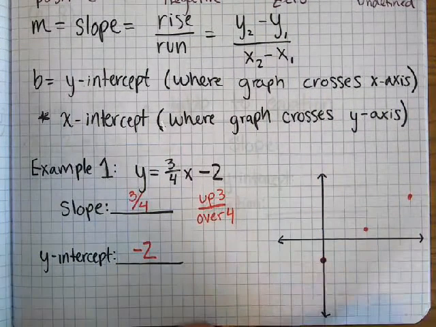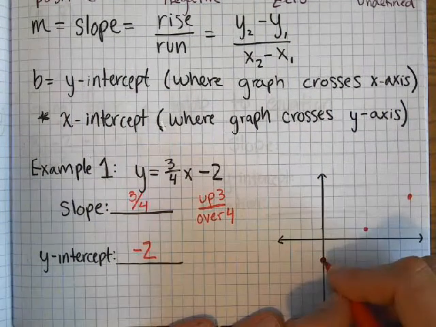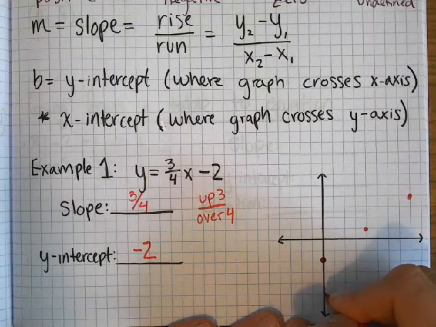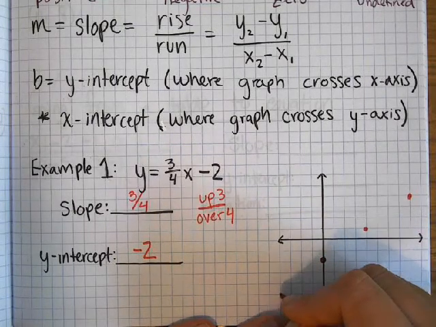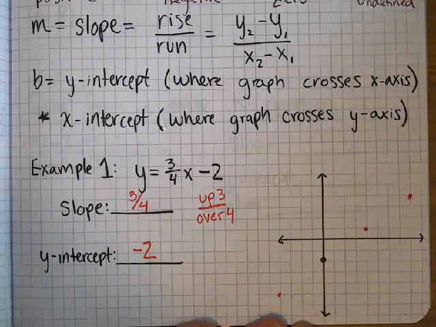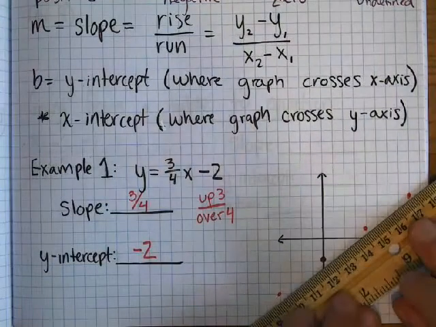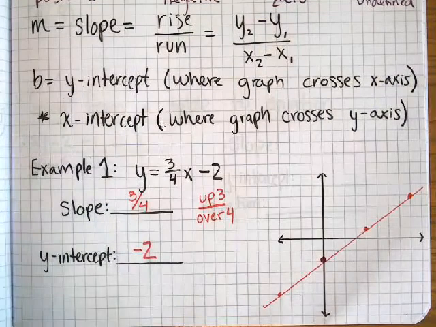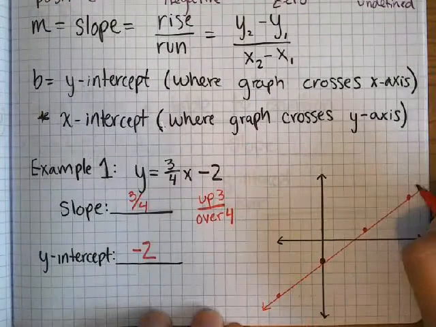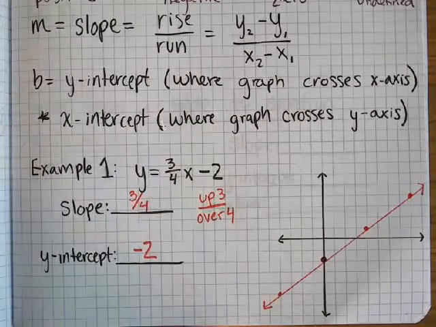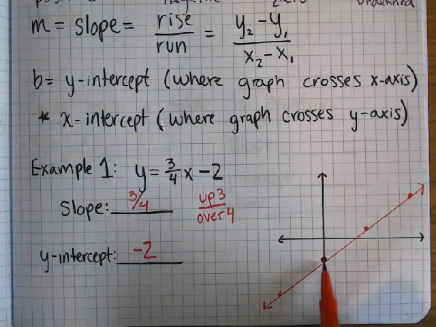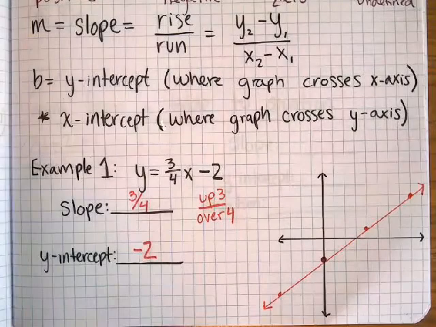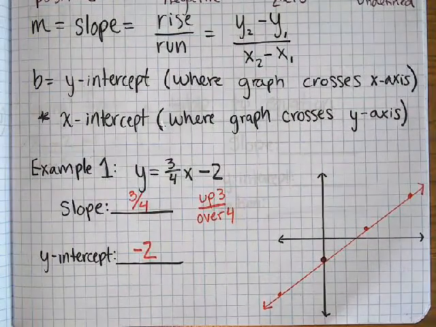Okay, maybe I'm kind of running out of space, so if I want to go the opposite way, just go the opposite direction. Down 3 and over 4. All right, and then we can connect our lines. And that is our graph. Okay, so that's our graph. We've got a -2 y-intercept, and I go up 3 and over 4.